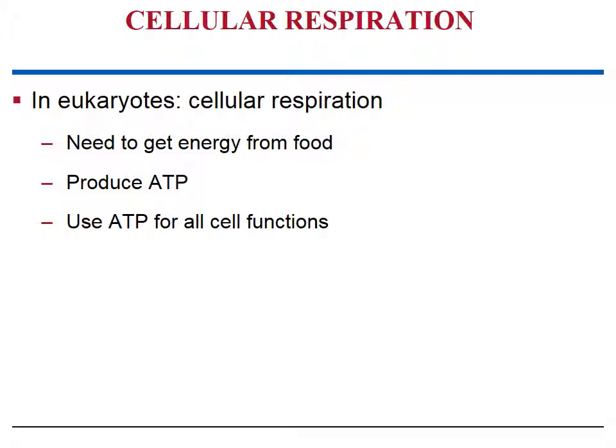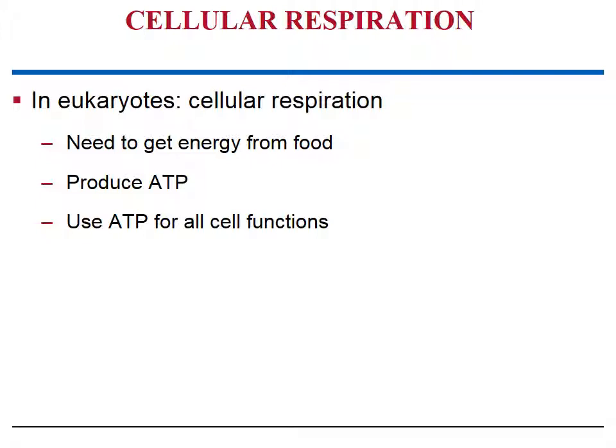So we need energy. We need to make energy that the cell can use. So it has to be converted. That energy ultimately comes from the sun, but then it has to be converted into a form of chemical energy that the cell can use. So we're going to be looking at how this occurs in eukaryotic cells.